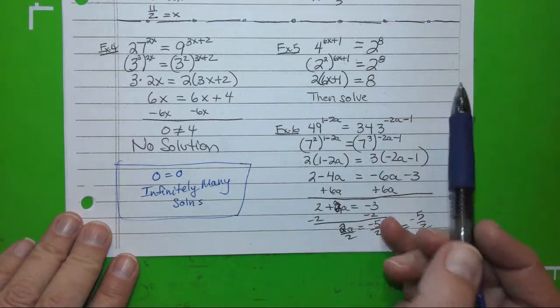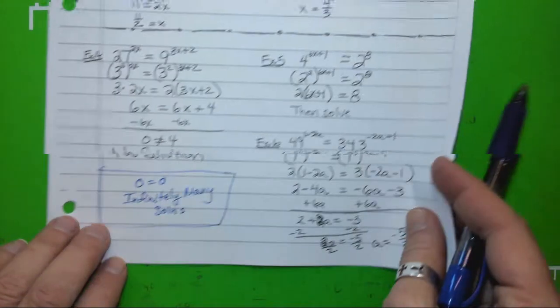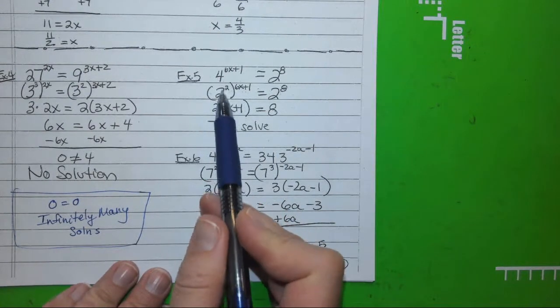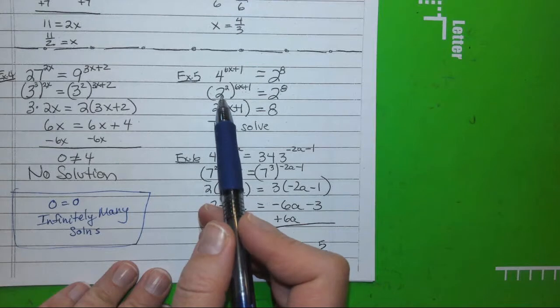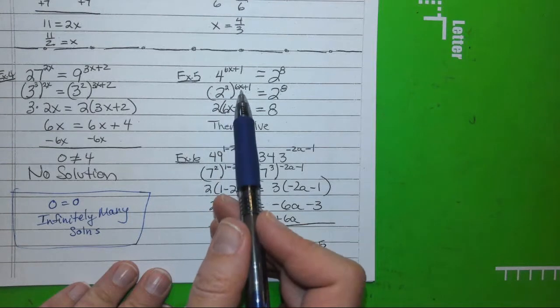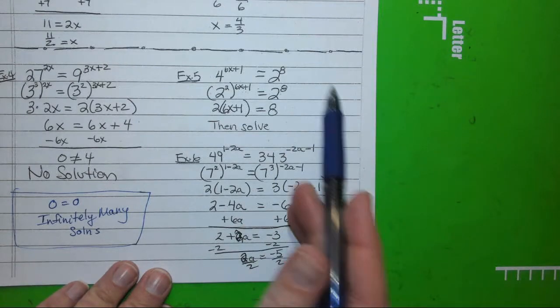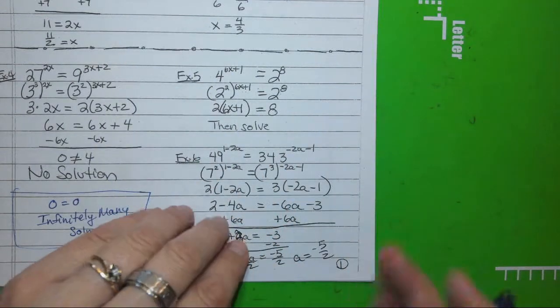So if you look at example 5, it has the same thing going on. 4 and 2, I pull 4 down into 2 squared. And then I know my exponents have to be equal. Questions on those? Alright, let's go to what you tried yesterday.